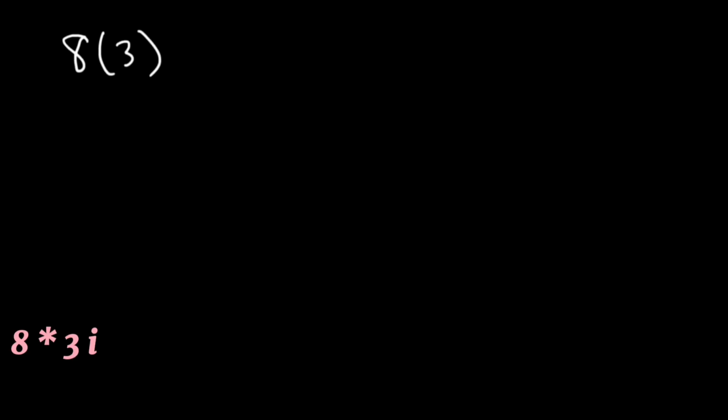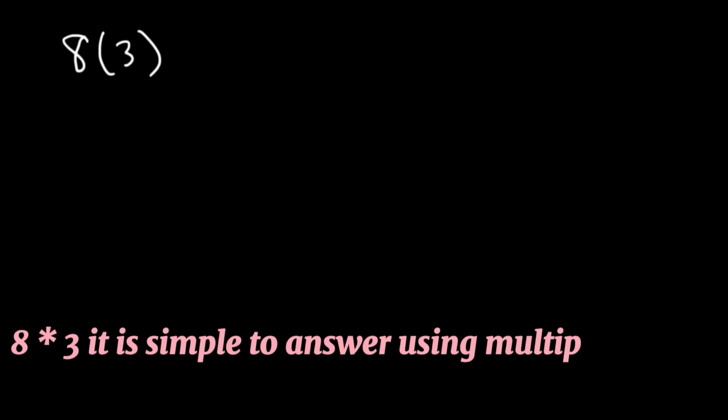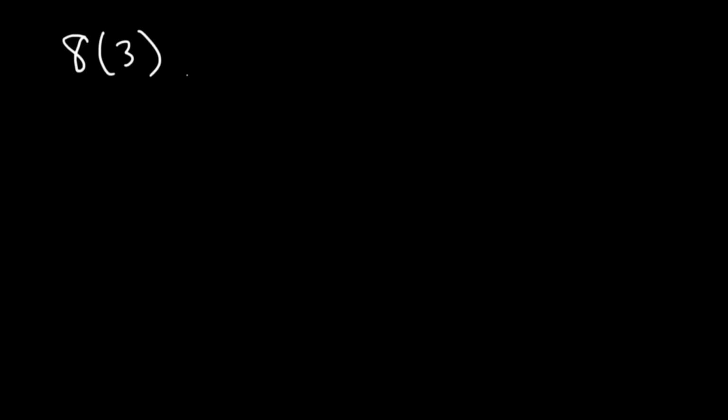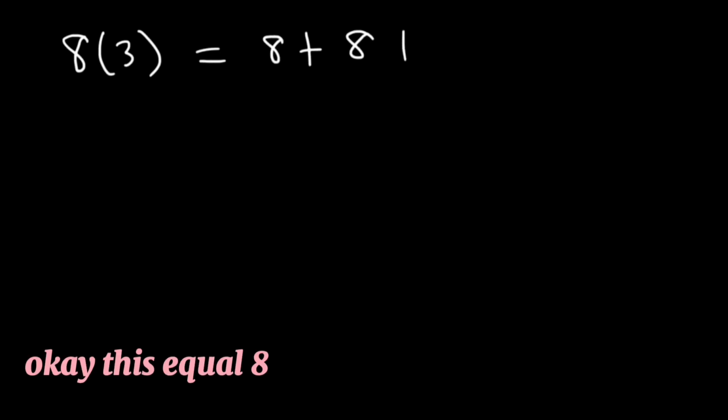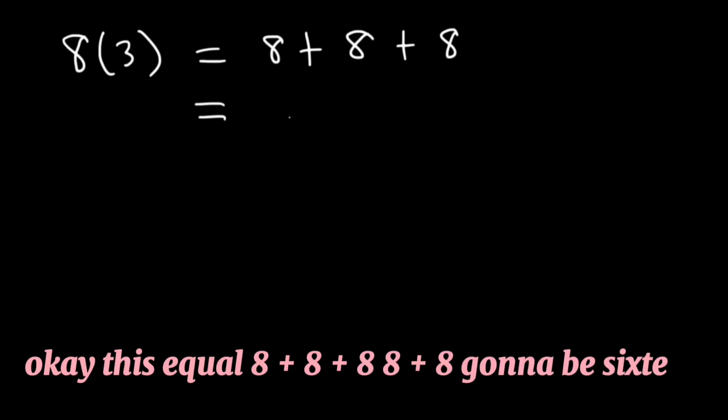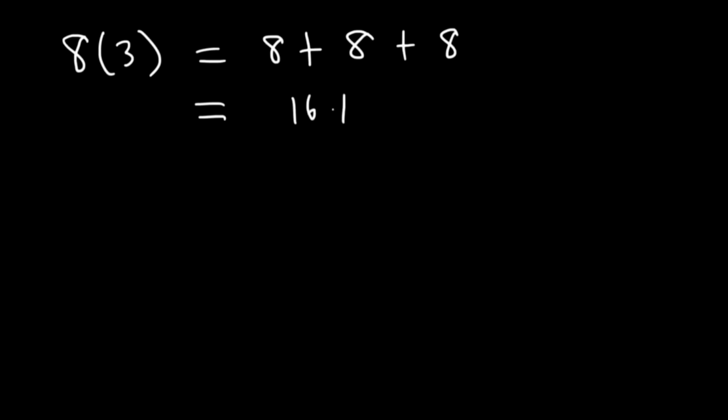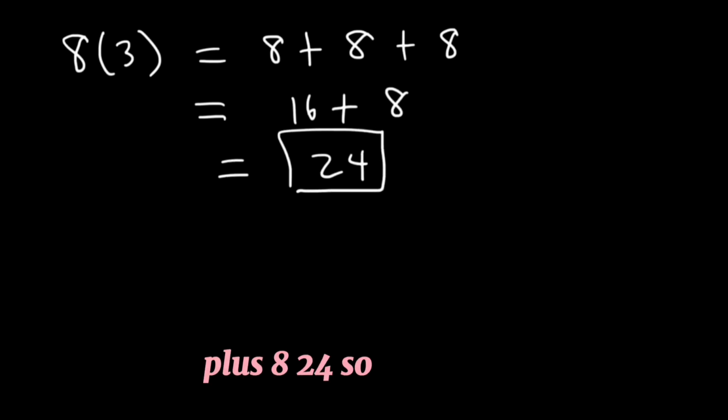What about multiplication? 8 times 3. It is simple to answer using multiplication. 8 times 3 means add 8 by itself 3 times. This equals 8 plus 8 plus 8. 8 plus 8 is 16, plus 8 is 24. So 8 times 3 is 24.